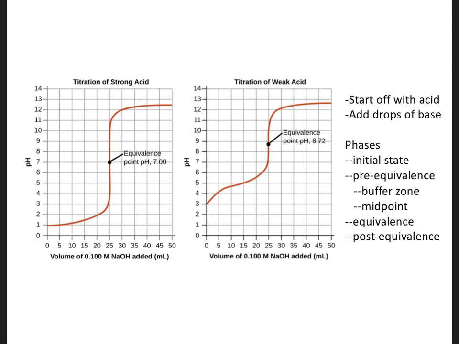By looking at them side by side, you can say, great, look, our strong acid is going to have a starting pH that is lower than our weak acid. That's just a function of how much they dissociate in solution. If you want to look at the equivalence points, well, on the strong acid being titrated, the equivalence point is going to be at pH 7 when it's with a strong base.